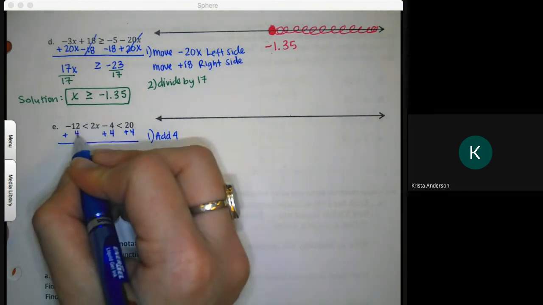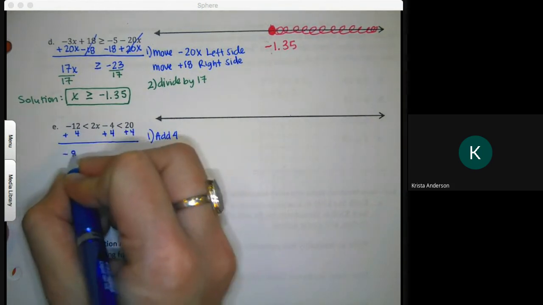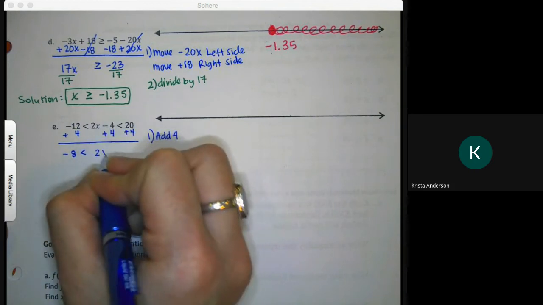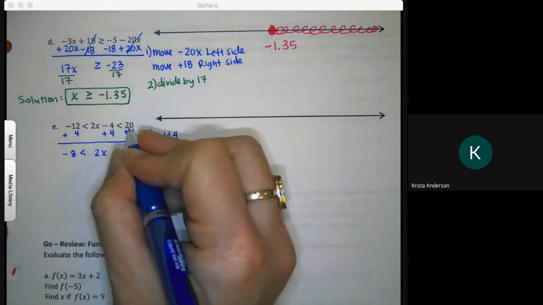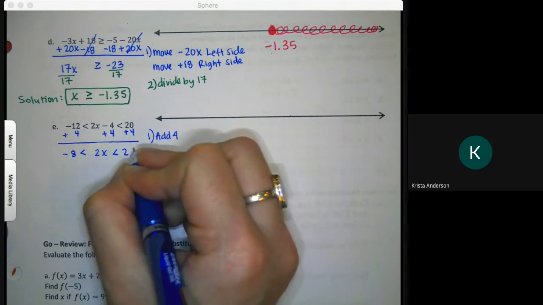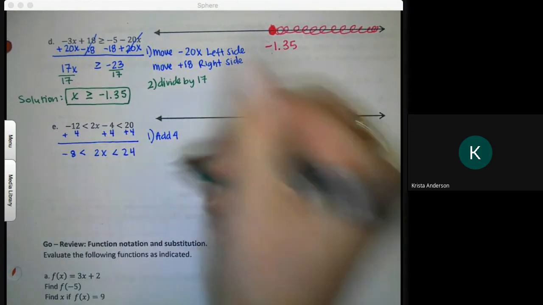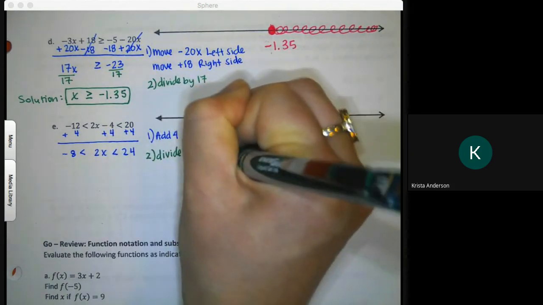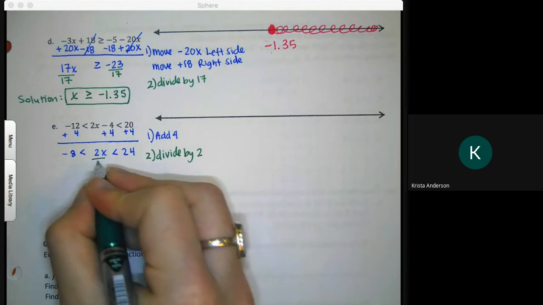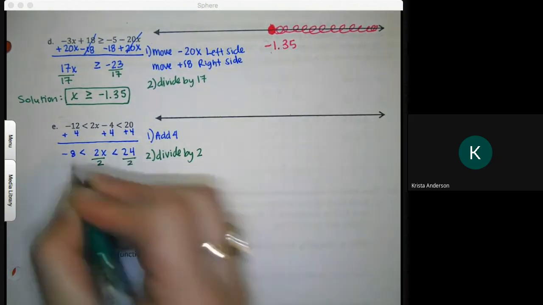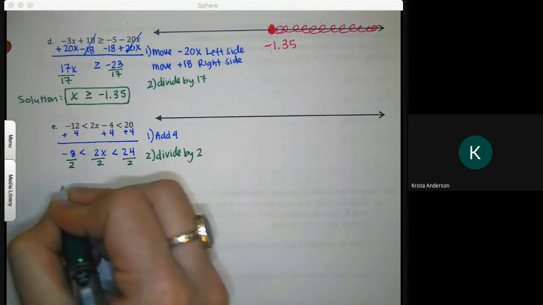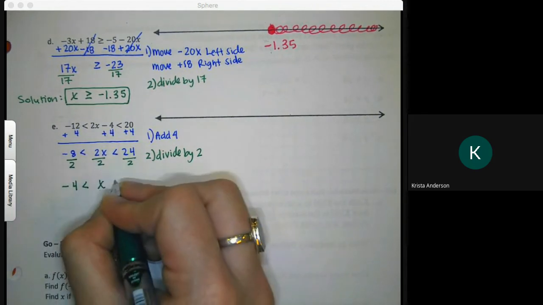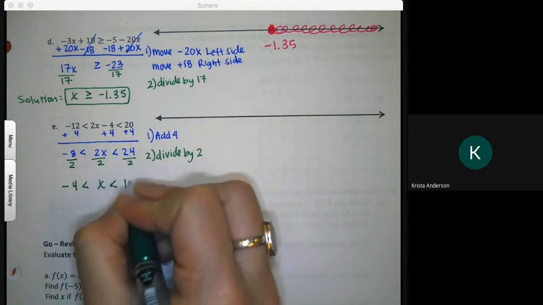12, 11, 10, 9, 8. That'd be -8. That 4 would go away and leave 2x. 20 plus 4 is 24. Then I will divide by 2. I have to do it to every piece. That becomes a -4. That's just an x. And that would become a 12.